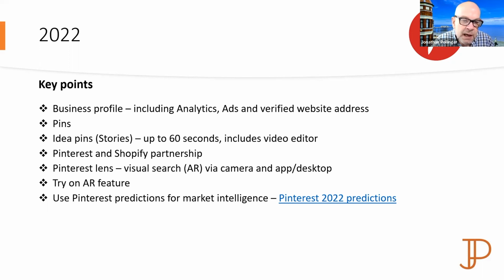Pinterest Lens is very interesting. What you can do with that is point your camera at any sort of item, something when you're out and about, literally in a shop maybe, and hey presto, it'll come up with other items that are similar to it that you might want to buy, and that might help you with the pricing. And I'll demonstrate that in a sec.